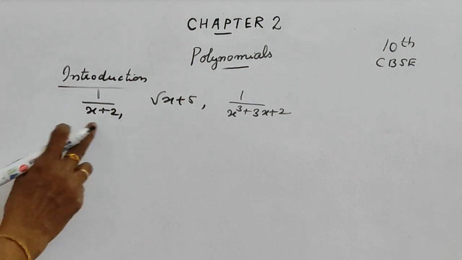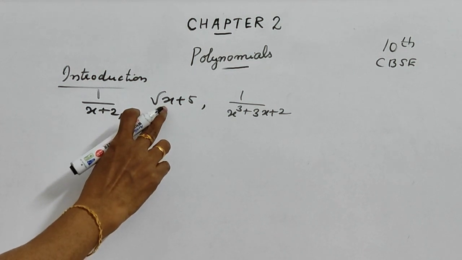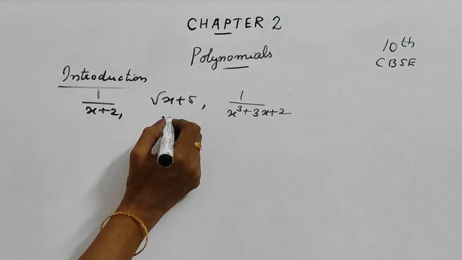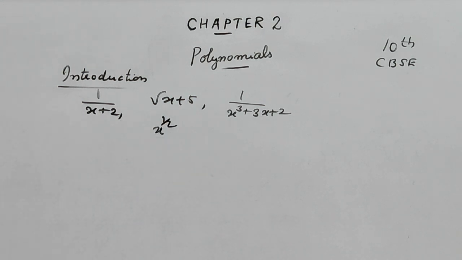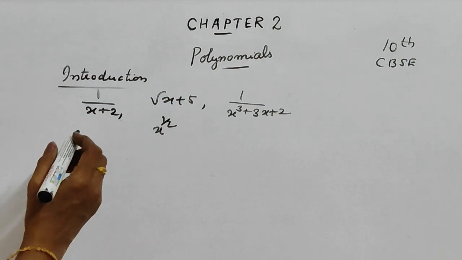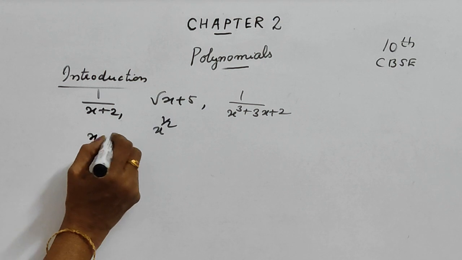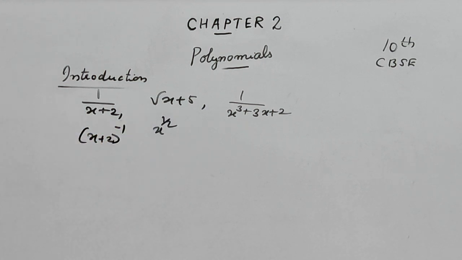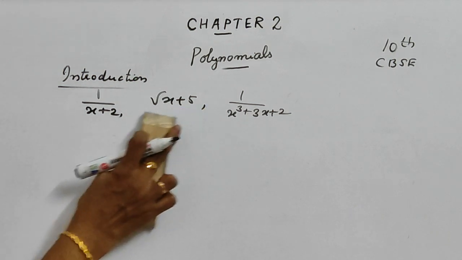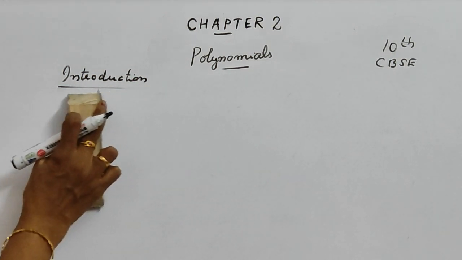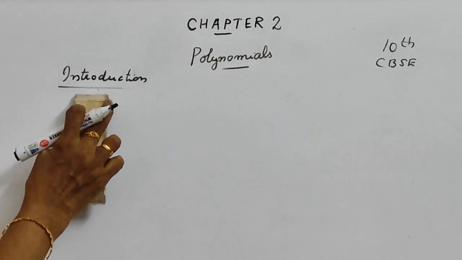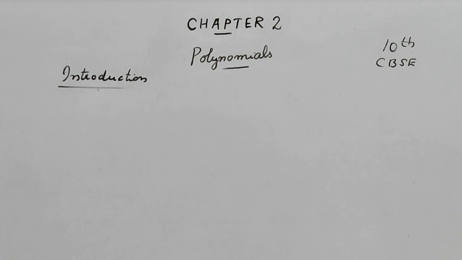See here, fraction, here fraction, here root of x means x raised to half. Power must not be a fraction. Here if you write this, 1 by x plus 2 is equal to x plus 2 the whole raised to minus 1. That also won't come. See, power must not be a fraction or a negative number. So that type of terms, that type of algebraic expressions are not polynomials. Got it?